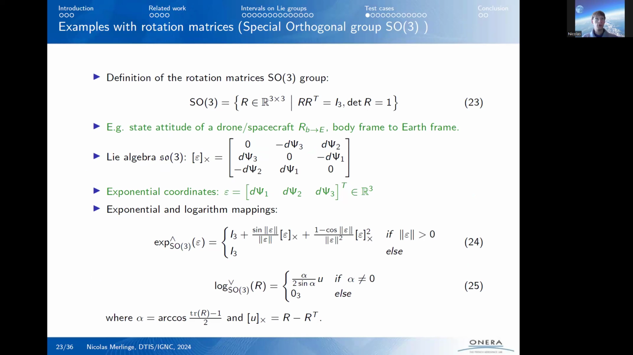So as a group, we will use the special orthogonal group SO3 that represents the three-dimensional rotations and that can define state attitude for a drone or spacecraft, to express the rotation between the Earth frame and the body frame. The Lie algebra of this group is the set of antisymmetric matrices, and it has 3 degrees of freedom, and it is isomorphic to the 3-dimensional Euclidean space, and we can define a 3-dimensional Euclidean vector that represents a rotation vector, and each parameter of this vector is an angle. It is interesting to note that the exponential and logarithm mappings have closed form in this group.